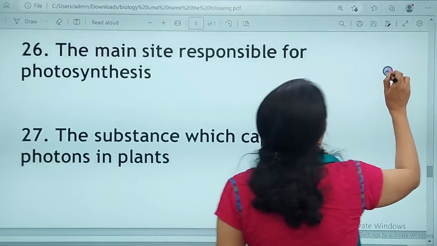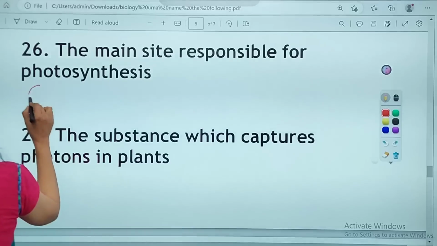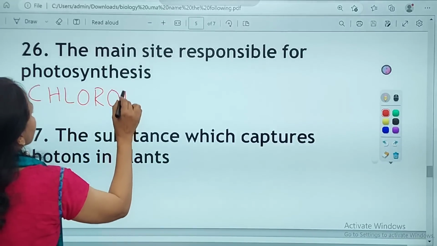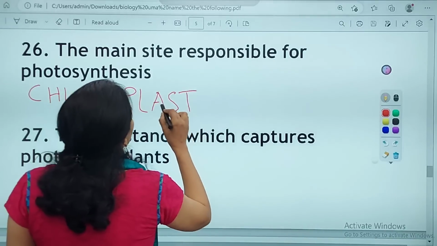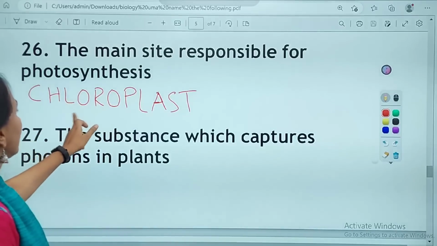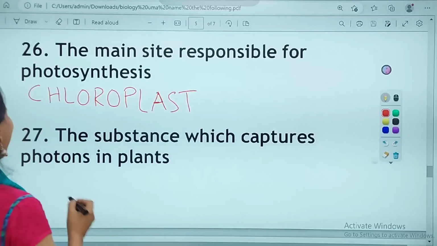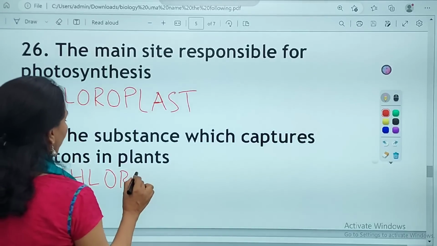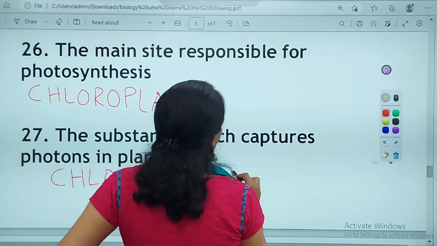Let me come back again for this. So it would be a chloroplast. What's a chloroplast? Chloroplast is that kind of a cell part that has something in it that helps you do photosynthesis. It has chlorophyll in it. So you will write the main site responsible for photosynthesis is chloroplast. The substance which captures photons in plants, that, yes, is chlorophyll. And you can write, in fact, chlorophyll molecules. Chlorophyll. Mind the spelling again. Chlorophyll molecule.